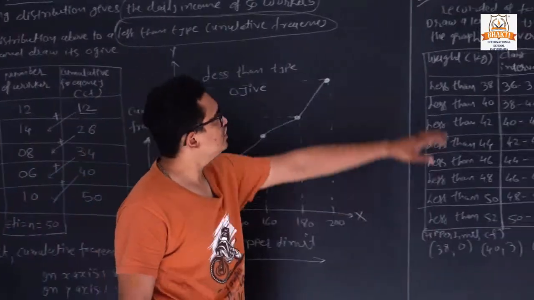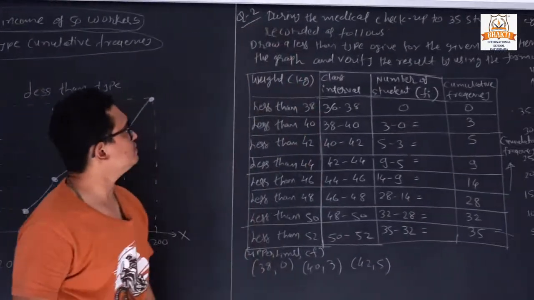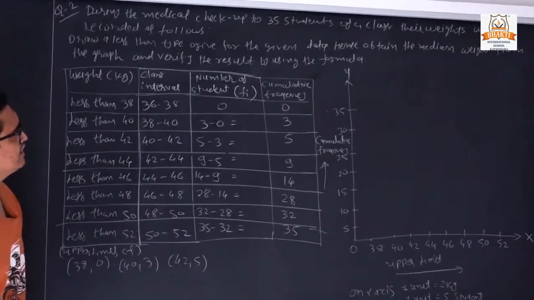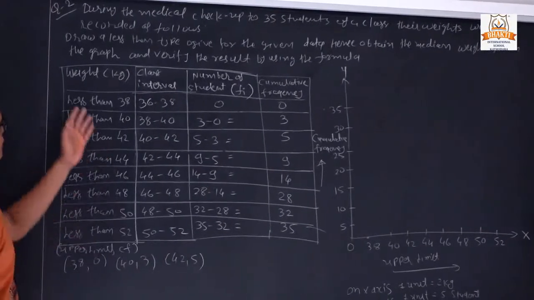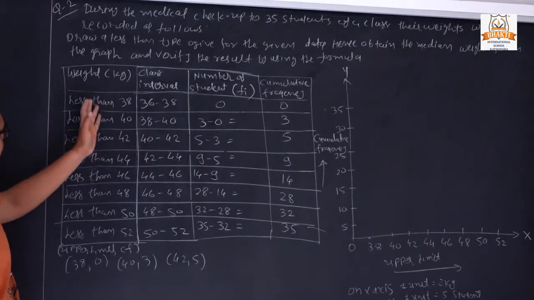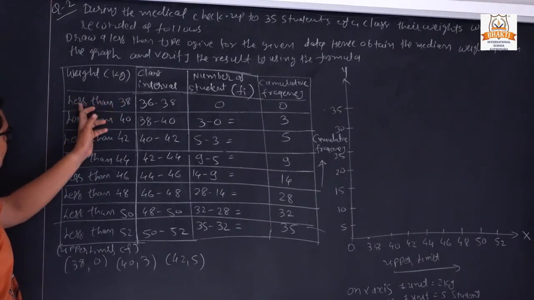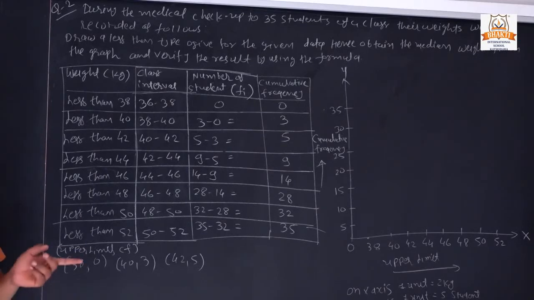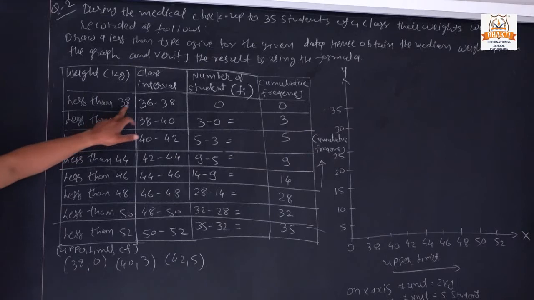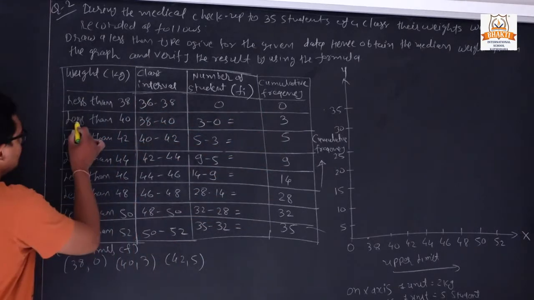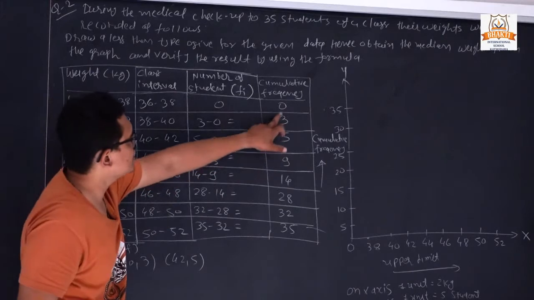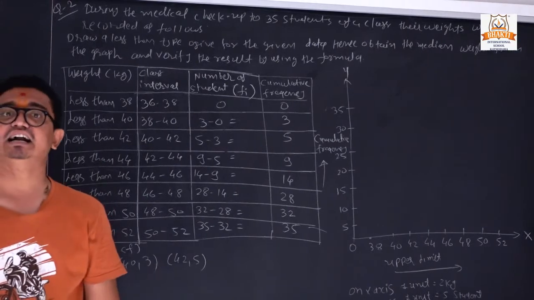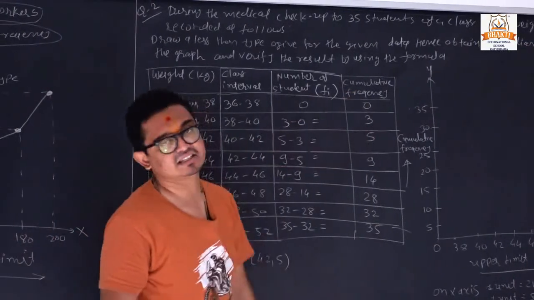Now we are going to our next question, question number 2. During the medical checkup, the weights of 35 students of the class were recorded as follows. Here they are giving the frequency distribution: less than 38. It means, how many students have a weight less than 38? It is 0. Then less than 40. So how many students? Here they are giving the CF. Clear? They are not giving us the frequency. They directly give us the cumulative frequency.